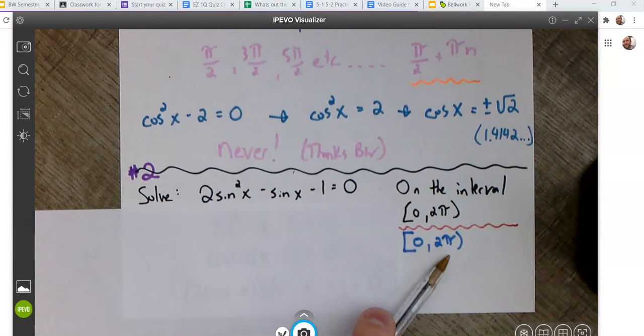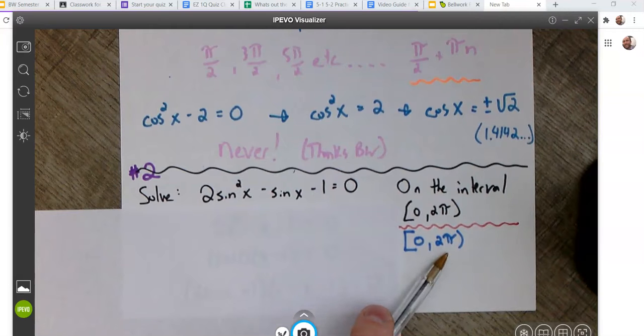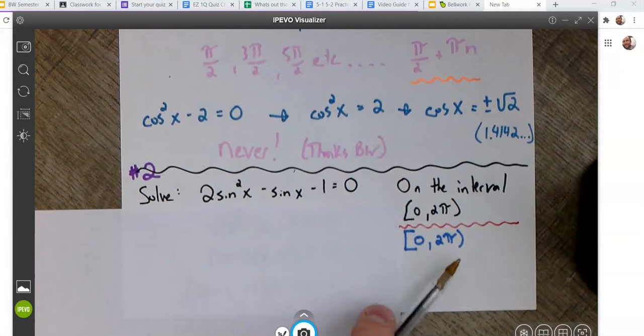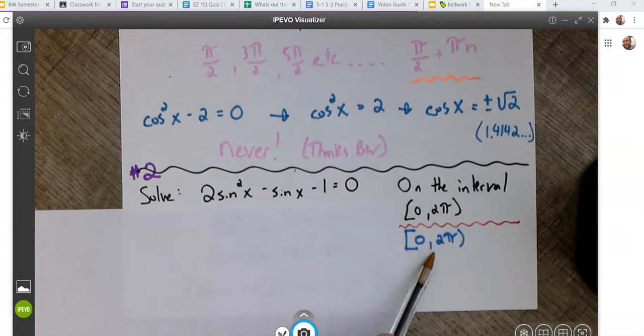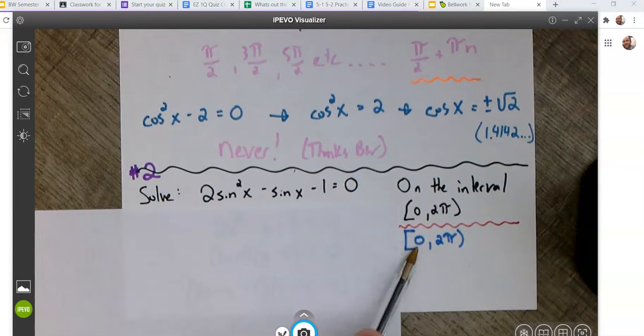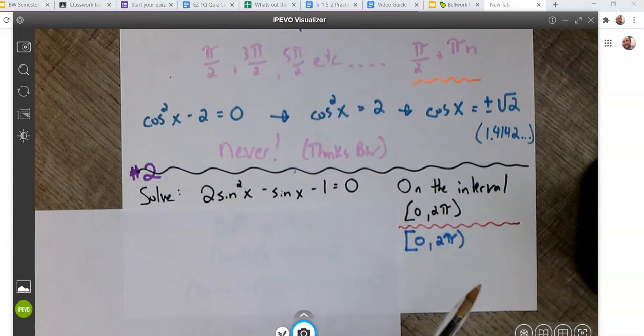I don't want a general solution anymore. General solution has me going around the circle over and over, getting all those coterminal angles. When we see this little direction tacked onto our problem, on the interval 0 to 2 pi, that just means one time around the circle. When will this happen? Just list the answers one time around the circle.